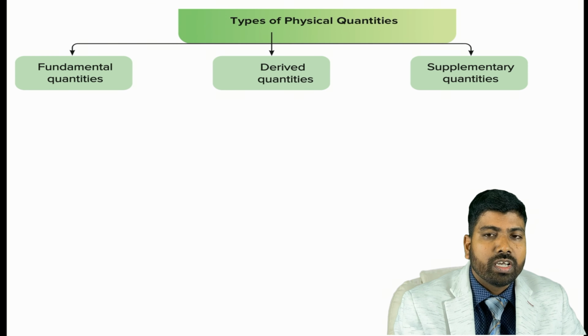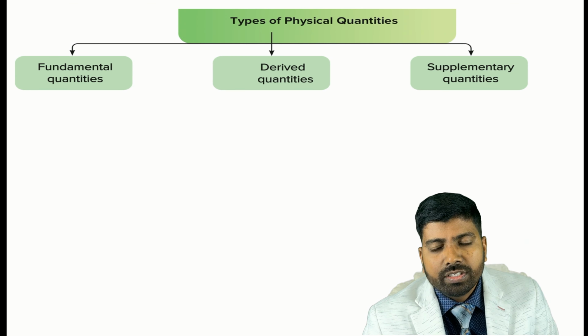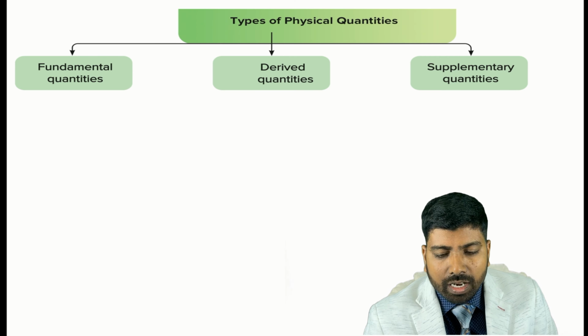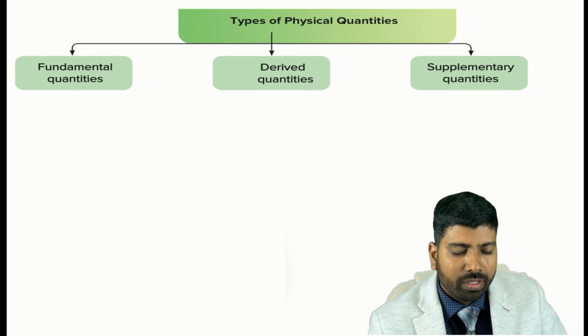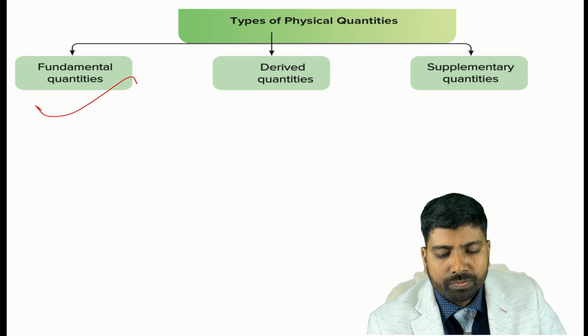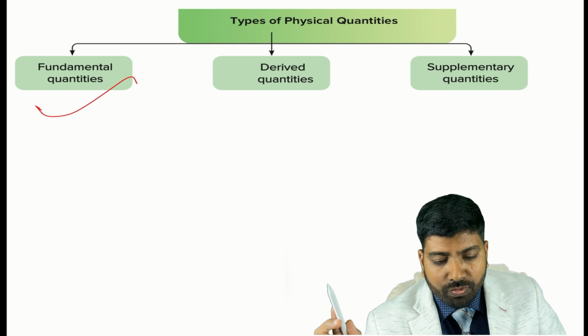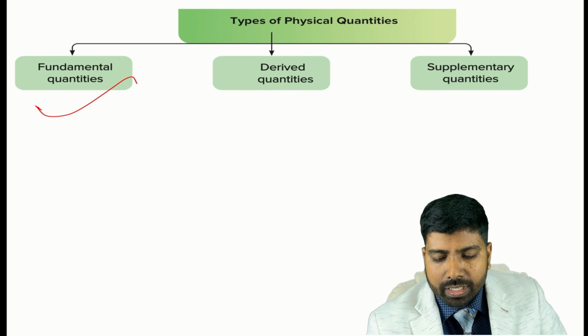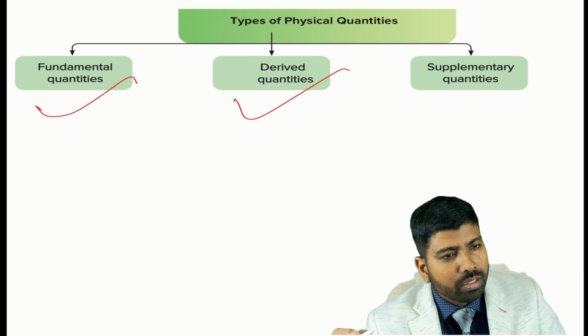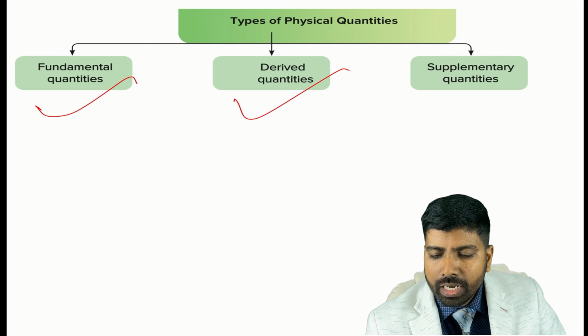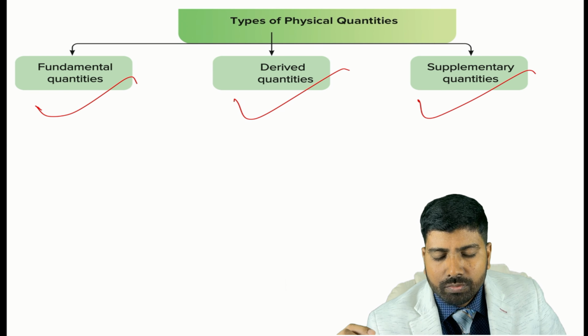You know, all the physical quantities are classified into three categories. The first one is what? The fundamental quantities, fundamental physical quantities. And the next one is derived quantities, derived physical quantities. And the last one is supplementary quantity.